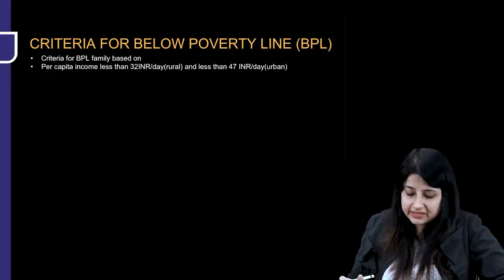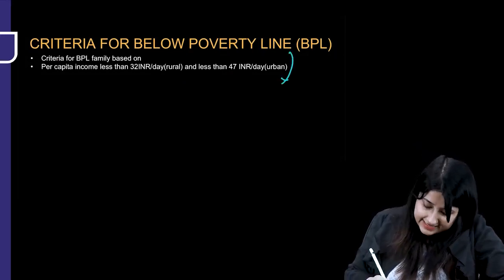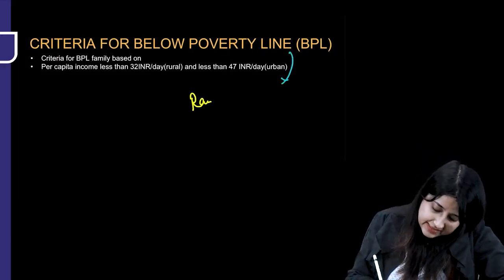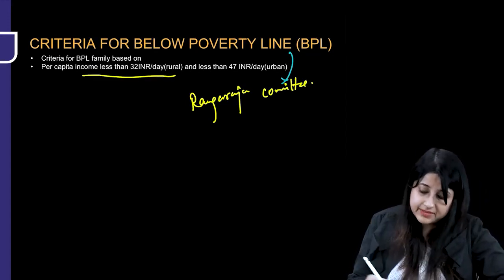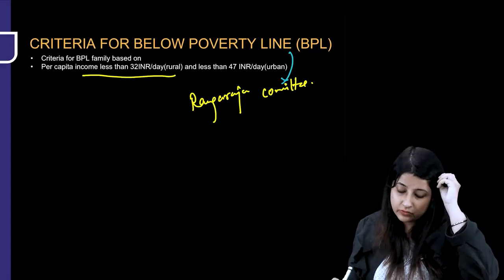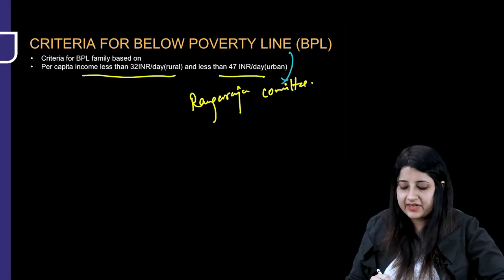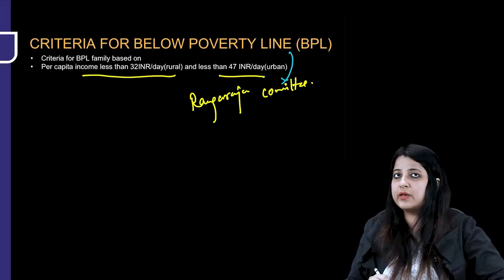There's another criteria for assessing below poverty line. This is based on which committee? Rangarajan committee. According to Rangarajan committee, if the per capita income is less than 32 INR per day in rural area and less than 47 INR per day in urban area, the person belongs to below poverty line.